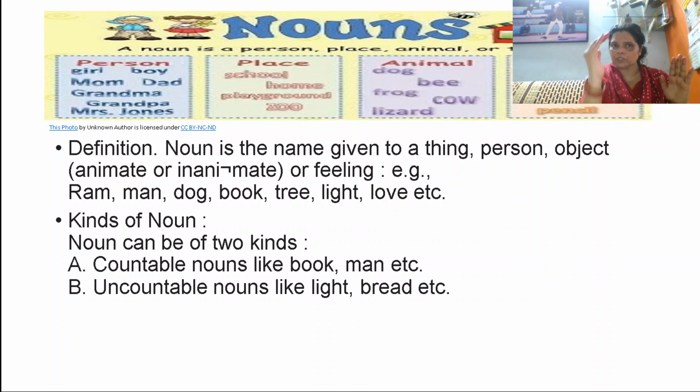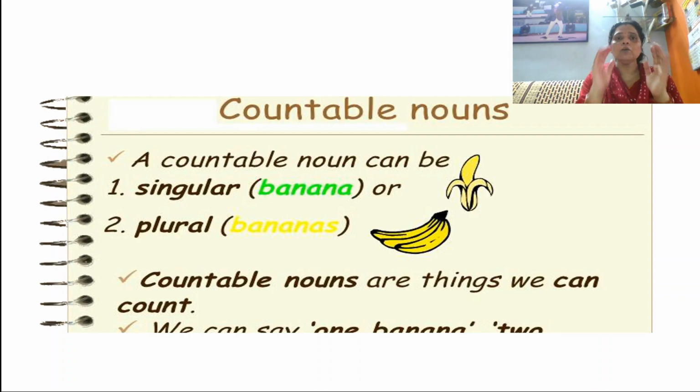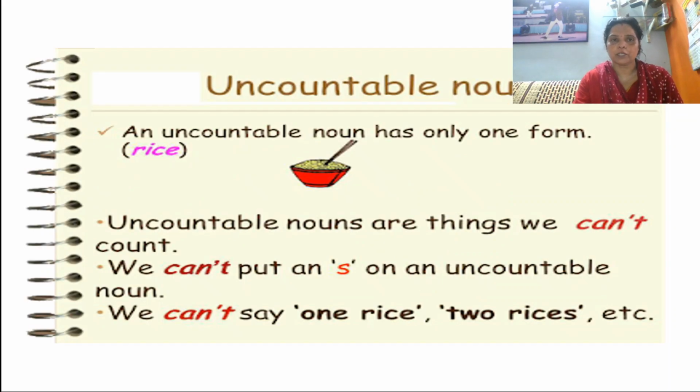Whatever I am just saying, you just listen to it very carefully and go through each and every PPT very carefully. Okay. Now next slide. A countable noun can be singular or plural. That means if we say that I can count it, it may be singular or maybe plural. I can say one banana or I can say two bananas. So countable nouns can be singular or plural.